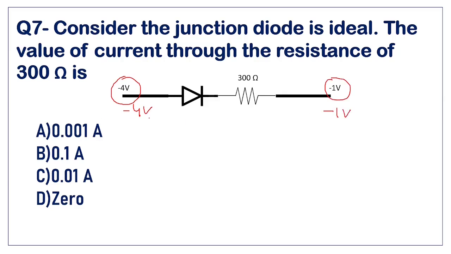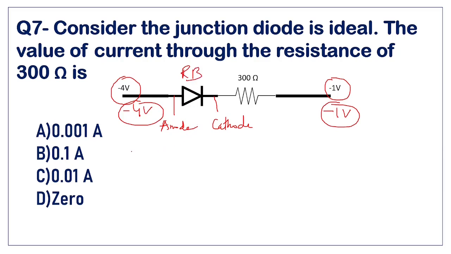So the magnitude of voltage at the anode of the diode, that is minus 4, is less positive than the voltage at the cathode. So the anode is negative with respect to the cathode. The voltage at the anode is less positive as compared to the cathode. Therefore, this diode will be reverse biased, and therefore no current will flow through it.